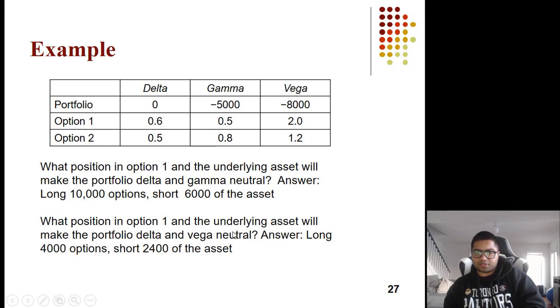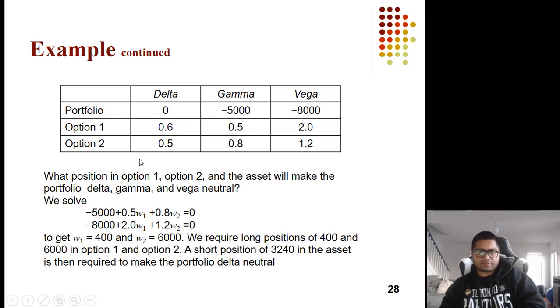So what is the position in option 1? They have jumbled up the numbers, but it is generally divided.